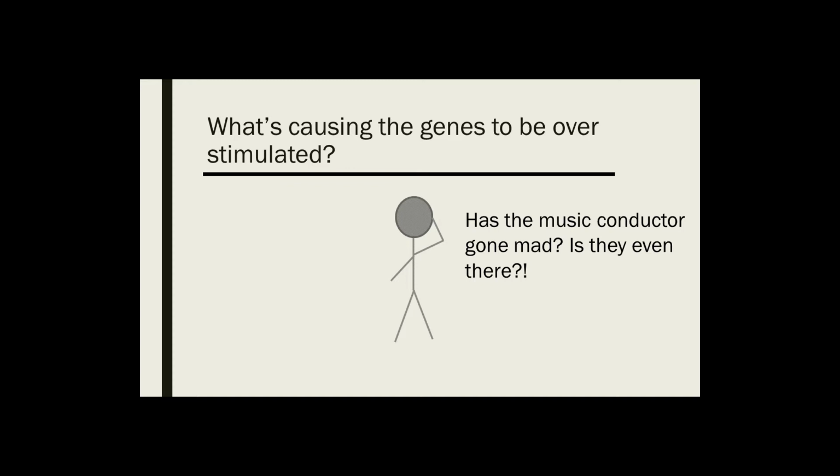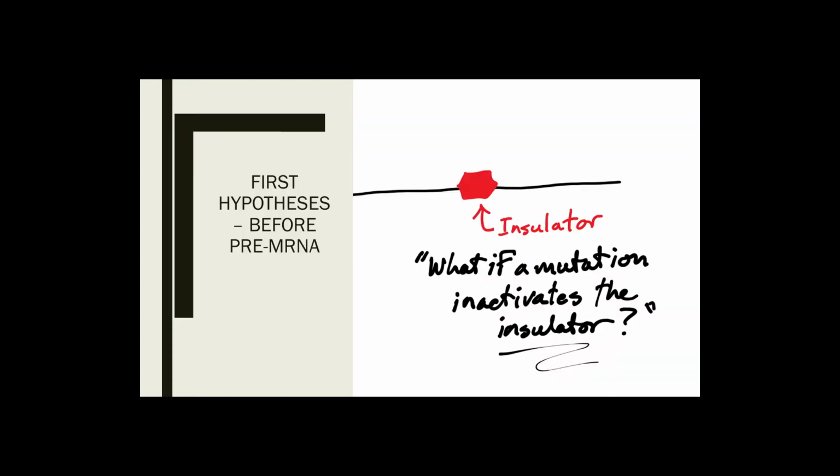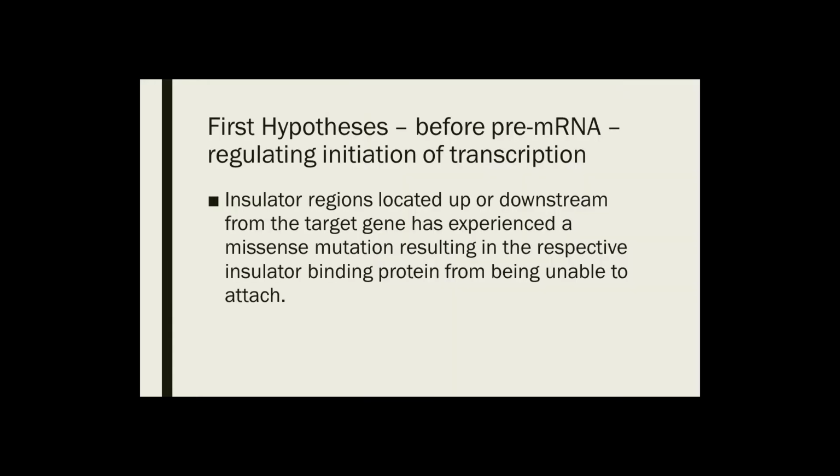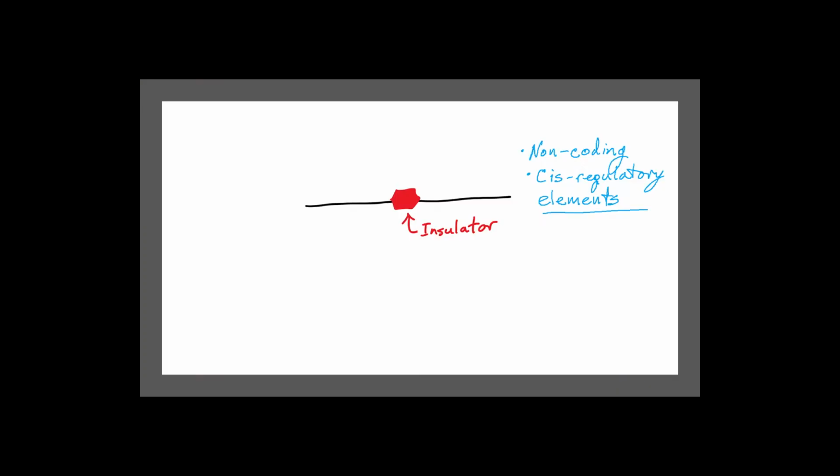So, what are the possible mechanisms for the overexpression of these genes? There are two possible hypotheses. First, insulator regions located up or downstream from the target gene have experienced a missense mutation, resulting in the respective insulator binding protein being unable to attach. Insulators are a class of non-coding cis-regulatory elements, meaning that they are located close to the target gene.